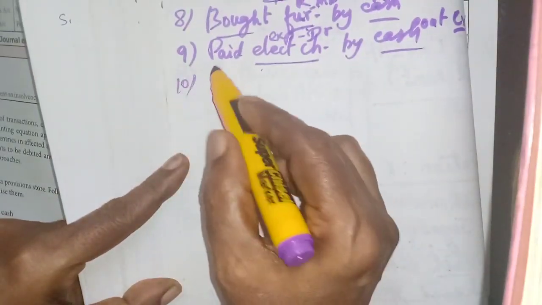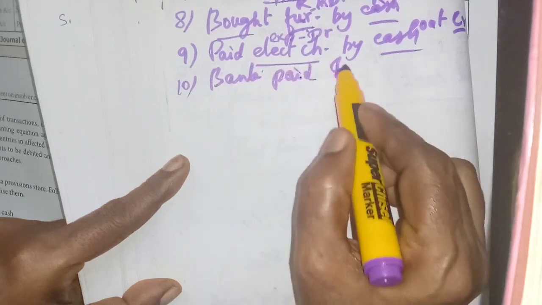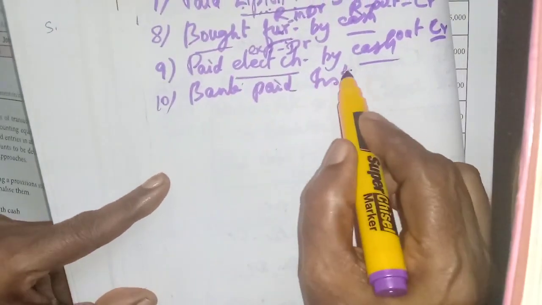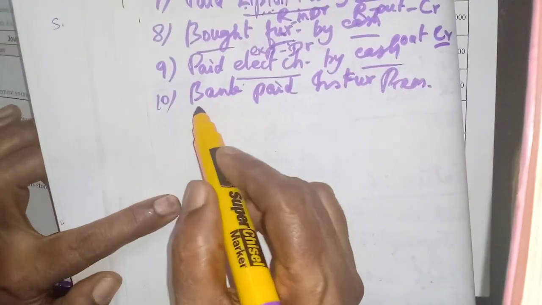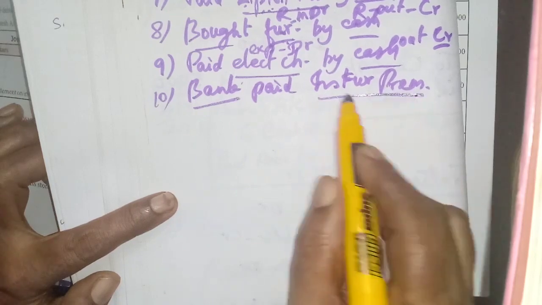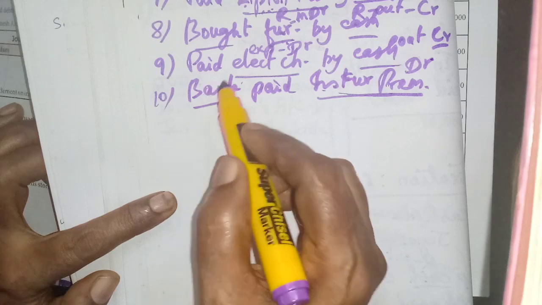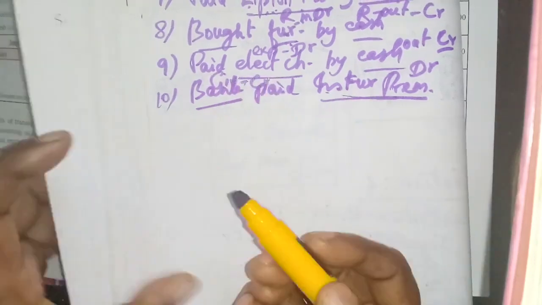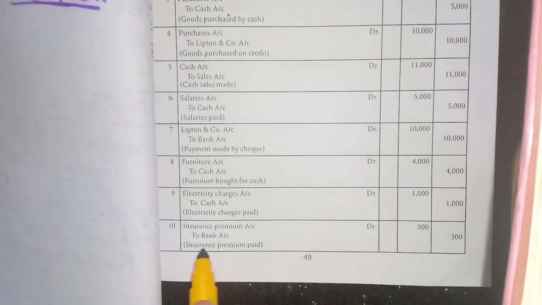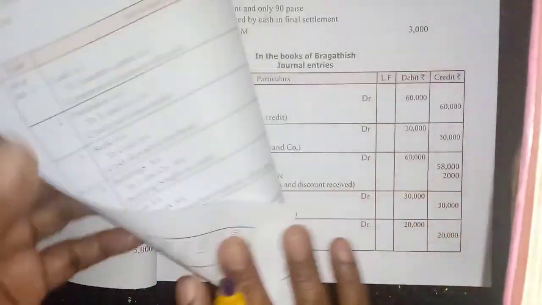I will write the transaction: bank paid insurance premium. Here the bank is paying. Another one, the expense name is insurance premium. The expense should be debited. The giver is the bank, so we should credit. Insurance premium account debtor to bank, insurance premium paid. I think you might have understood this one, isn't it?